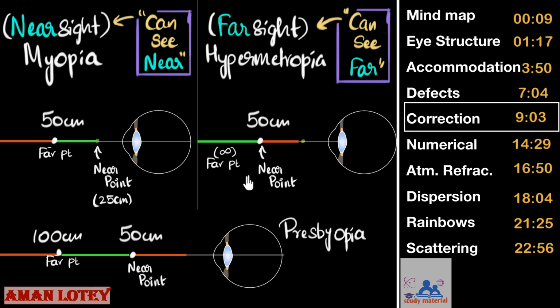To correct these defects, we need to first know what causes them. So let's start with the first two. Turns out one of these is caused by eyeball elongation. The other one is caused by eyeball shrinkage. But which one causes which? This could be confusing to memorize. So let's think of this logically.